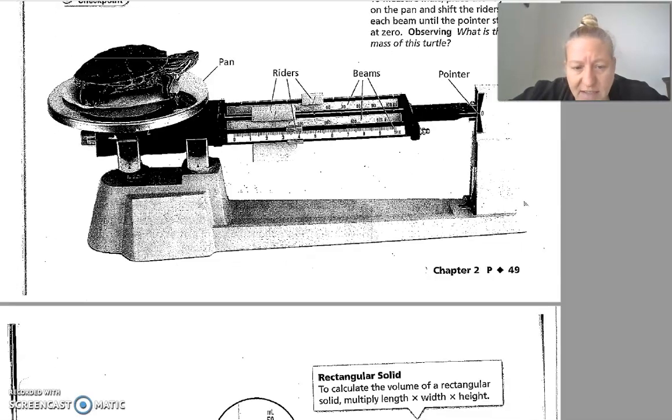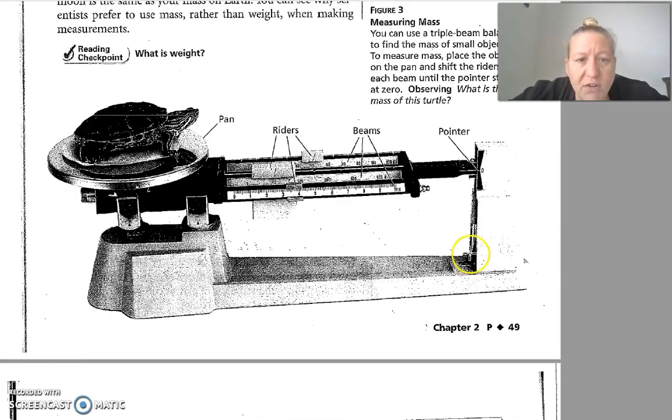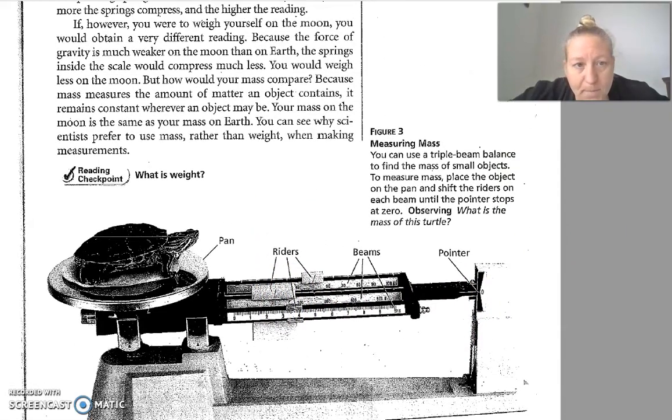So let's see if we can find this. Okay, so this is our triple beam balance. So see where they put the turtle? That's where you would put the object you want to weigh. And then these riders, you would move back and forth until this pointer is right at 0 and is balanced. Then you read the riders, and you can tell how much the turtle would weigh.